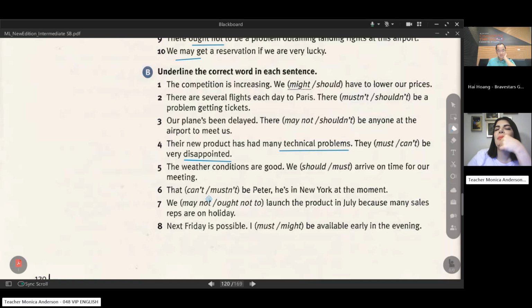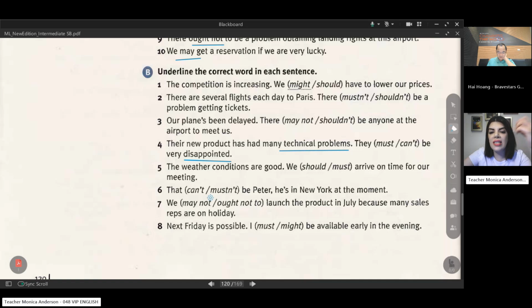That mustn't be Peter. Must is too certain for this position. Maybe Peter, I don't know, just return. So who knows? I think can't is better here. When you use must, it's a little tricky.